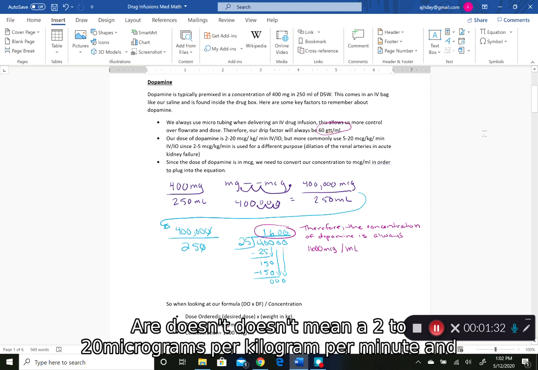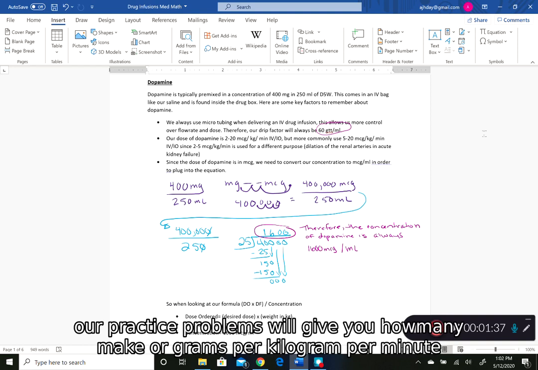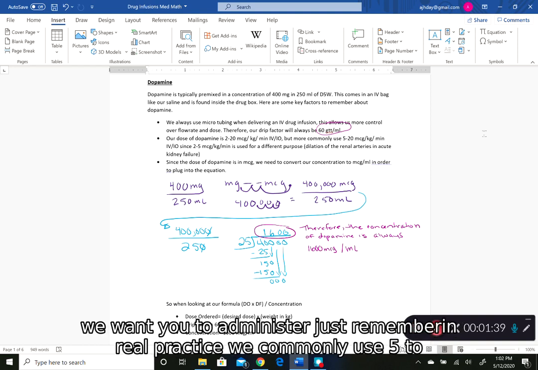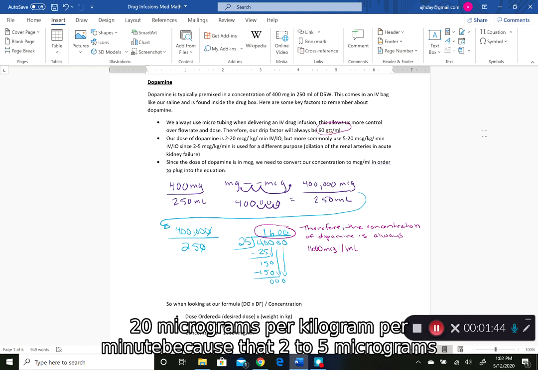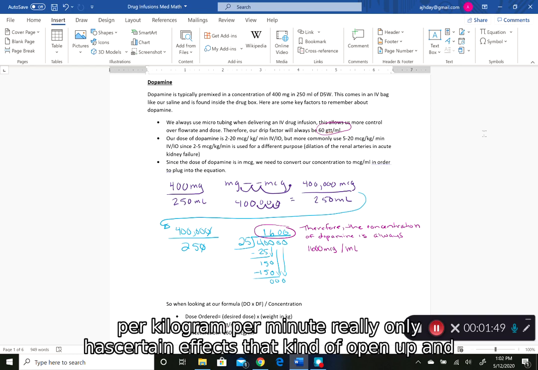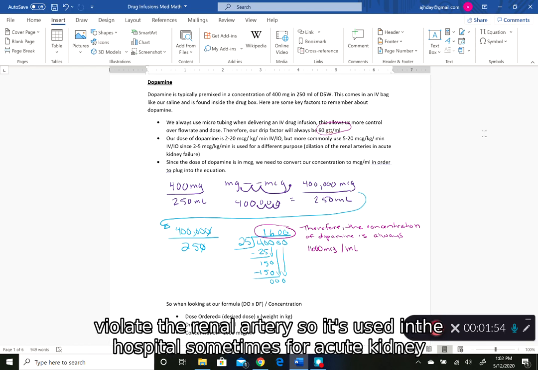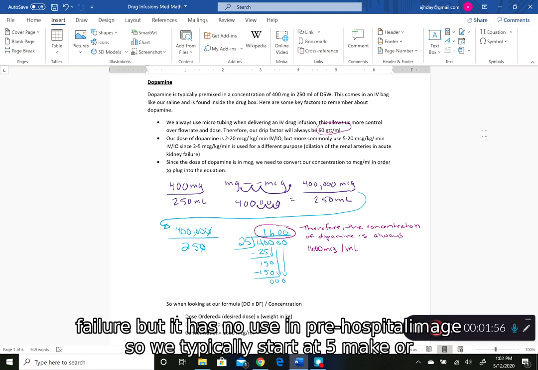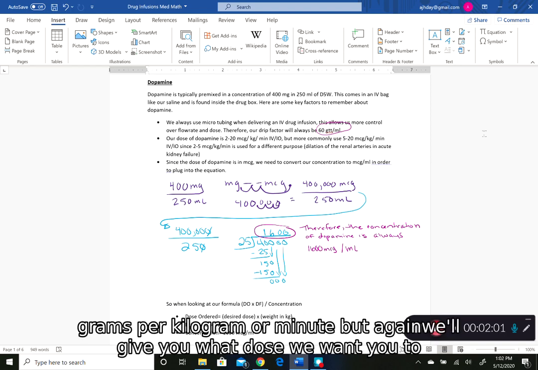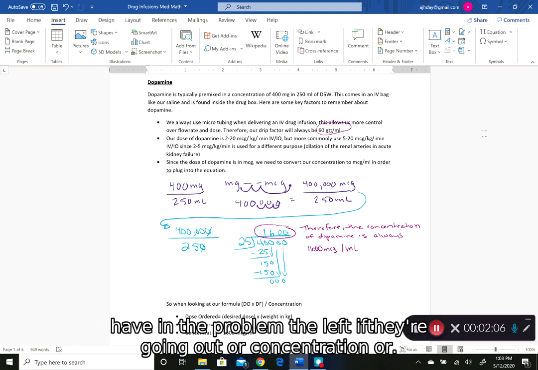Our dose of dopamine is 2 to 20 micrograms per kilogram per minute, and our practice problems will give you how many micrograms per kilogram per minute we want you to administer. Just remember, in real practice, we commonly use 5 to 20 micrograms per kilogram per minute because that 2 to 5 micrograms per kilogram per minute really only has certain effects that open up and dilate the renal arteries. So it's used in the hospital sometimes for acute kidney failure, but it has no use in pre-hospital EMS. So we typically start at 5 micrograms per kilogram per minute. But again, we'll give you what dose we want you to have in the problem.